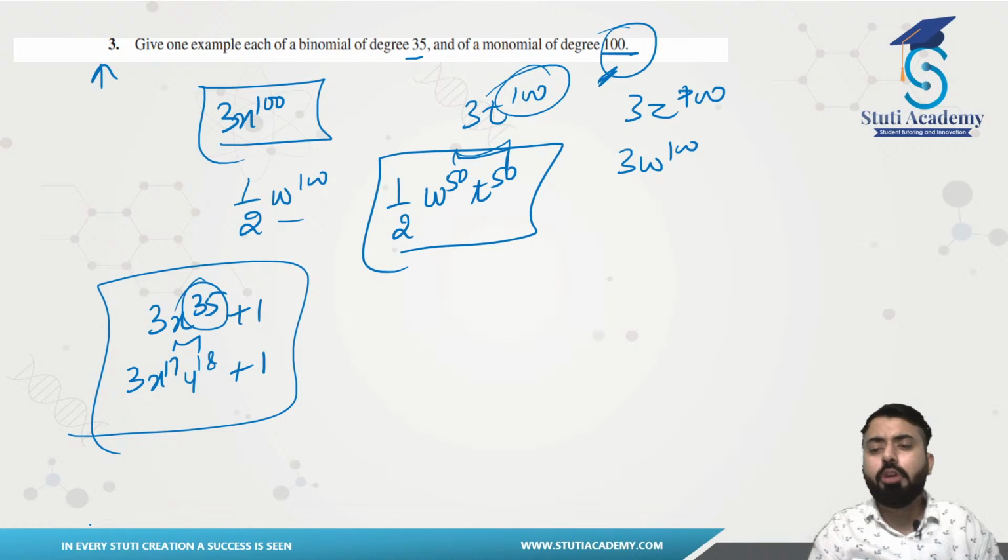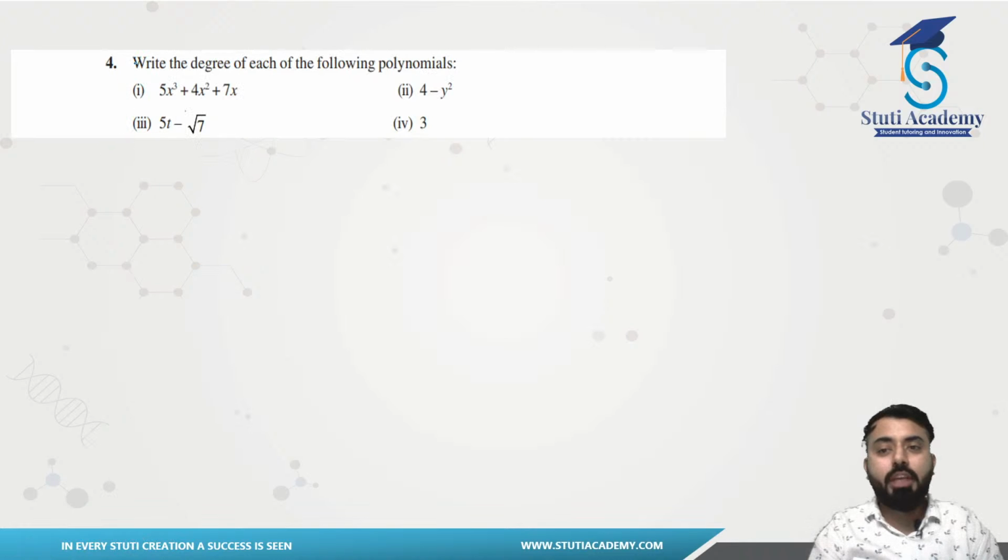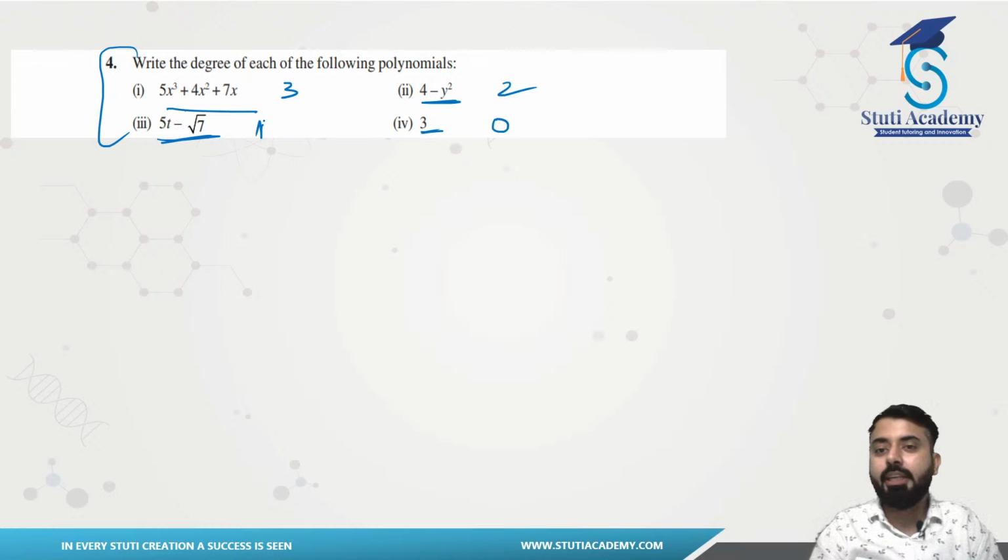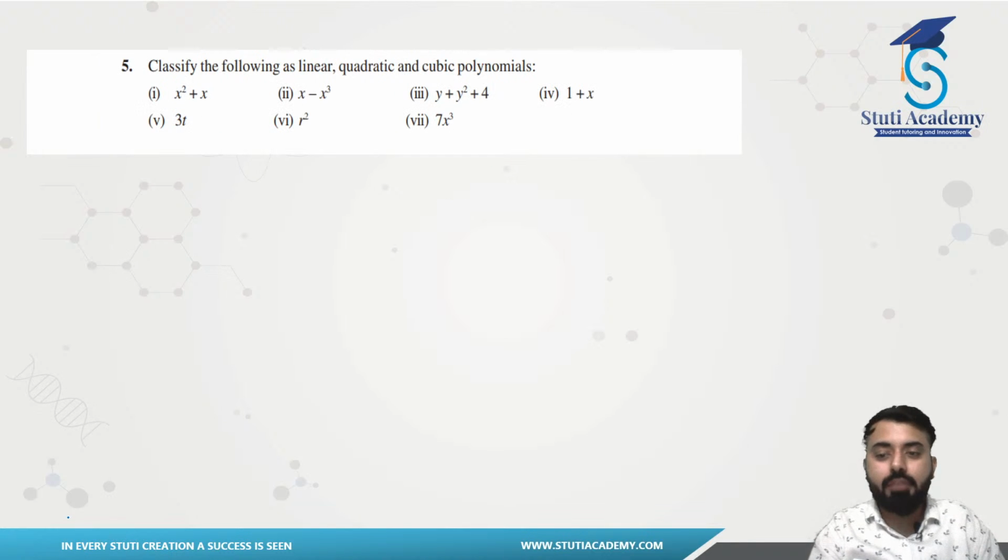Now let's just move forward and let's just see. We have to write the degrees of each of the following polynomials. Quite easy. You guys should be able to solve this one. Maximum degree 3, maximum degree 2, maximum degree just a 1, maximum degree 0. Don't ask me why, I have already explained this one, right? So 3 into x raised to power 0. So maximum degree is what? It is 0. So you guys understand that, right?